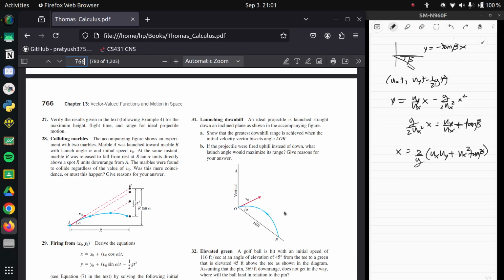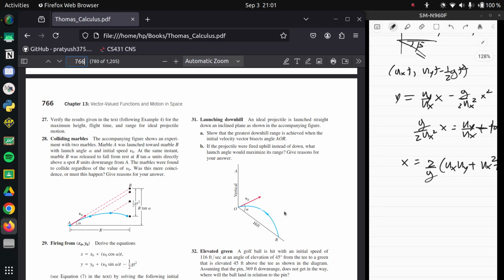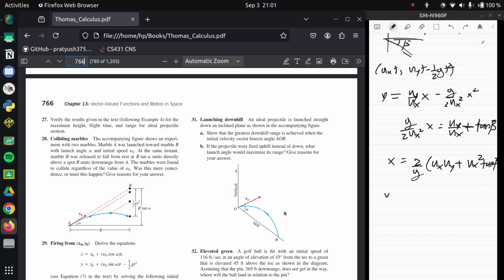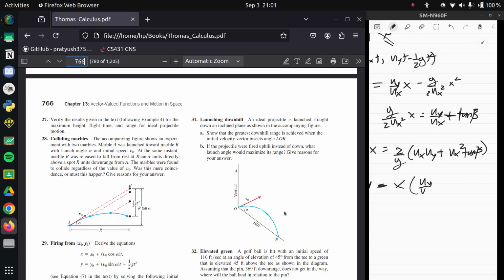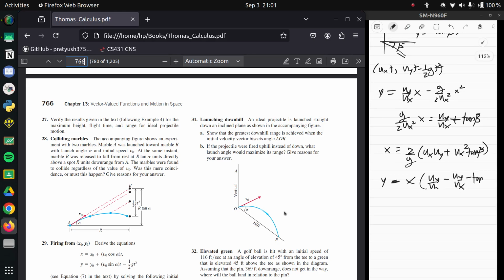This is really bad. Why can't I write stuff? Okay, so your y would just be x times uy upon ux, minus g by 2 ux squared times x squared. So g by 2 cancels, just 1 upon ux squared times this, minus uy upon ux minus tan beta. Okay, that was kind of obvious, just tan beta. I'm just silly. Anyway, so the point is it's just gonna be like x tan beta.